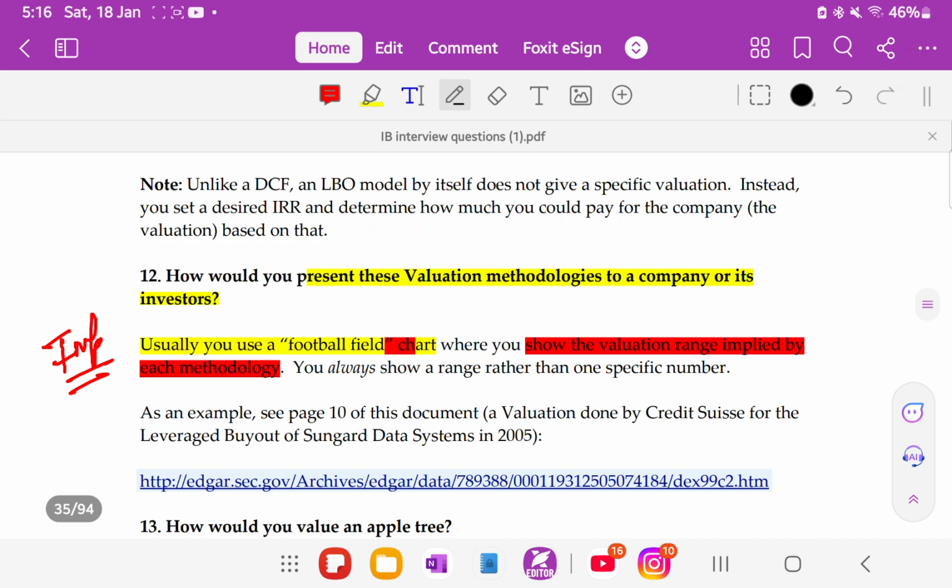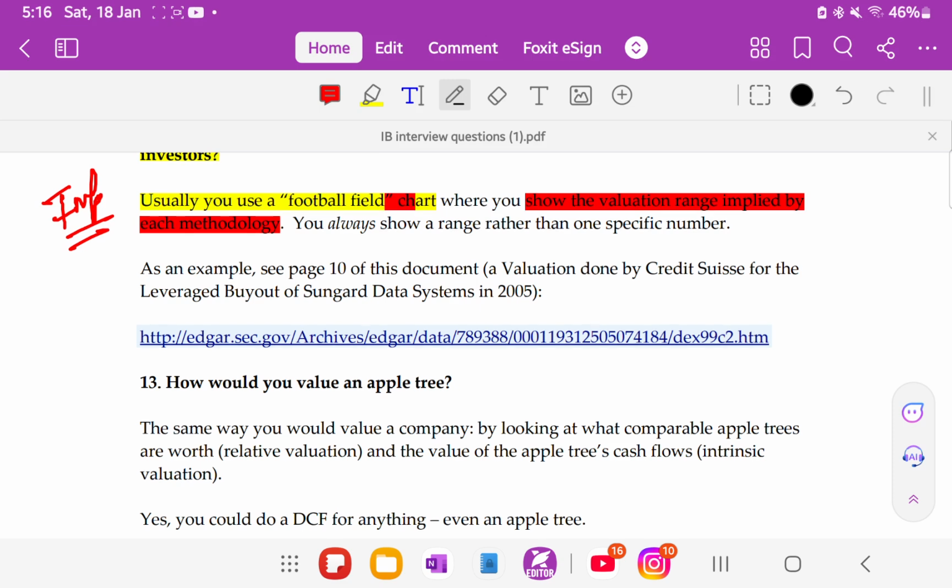How do you present the valuation methodology to a company or its investors? In these cases you use football field charts. You show the valuation range implied by each methodology, so you can show a range rather than one specific number, based on different parameters.